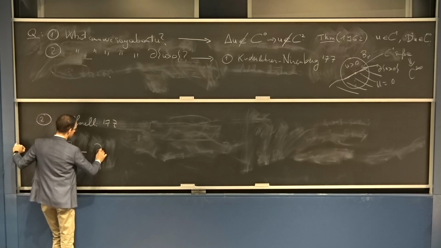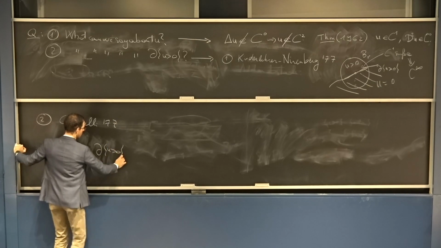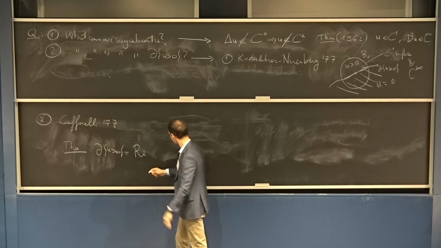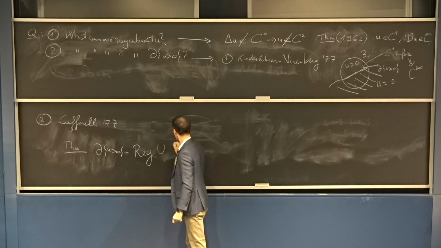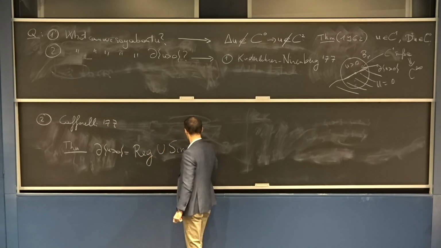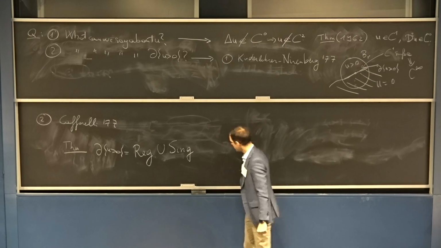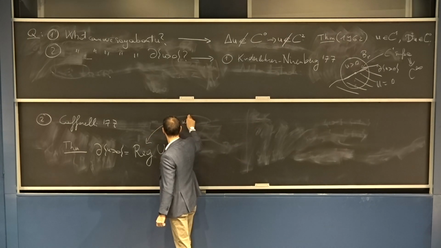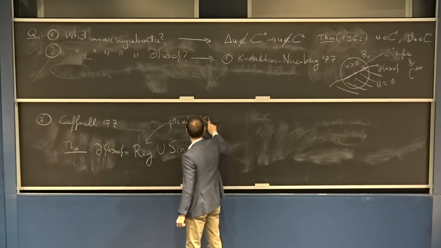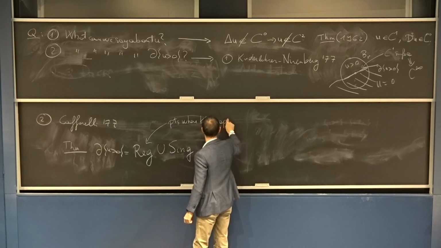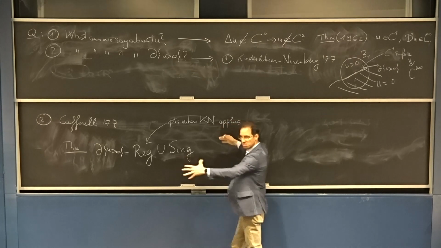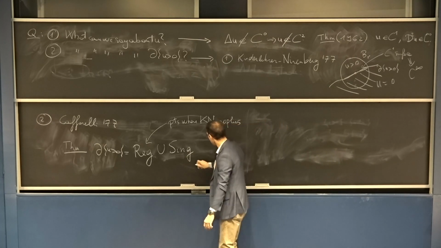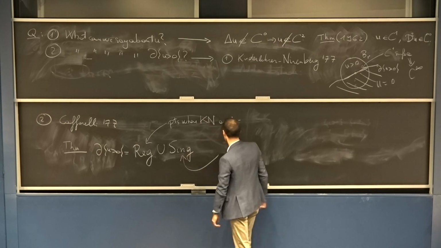He proved that the free boundary can be decomposed, is made of two parts, a regular part union a singular part. The regular part is all points where Kinderlehrer-Nirenberg applies. So you have a chunk of the free boundary where you can apply this theorem. And then you have another set, singular points.